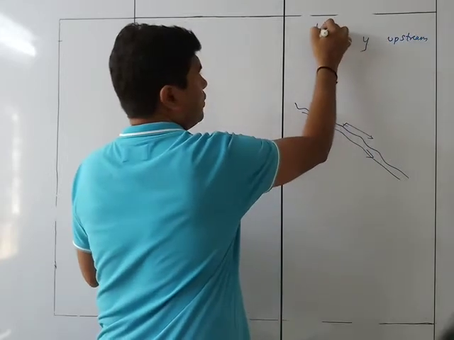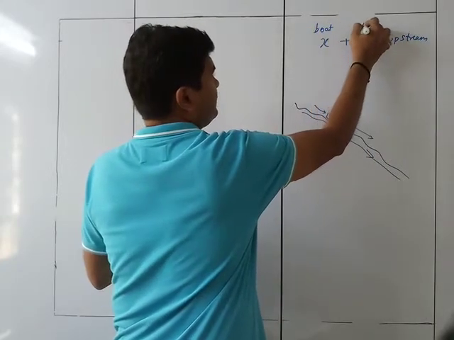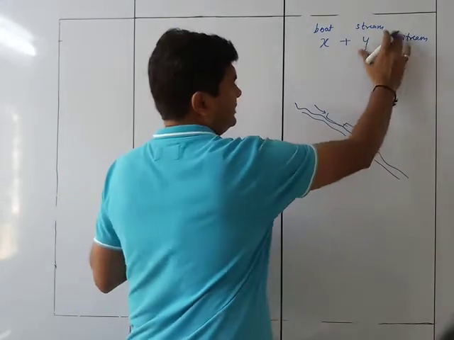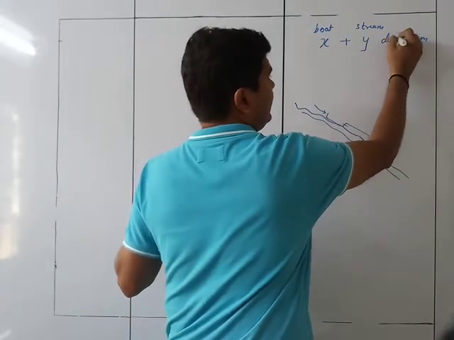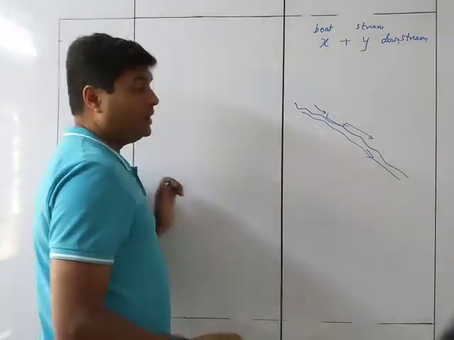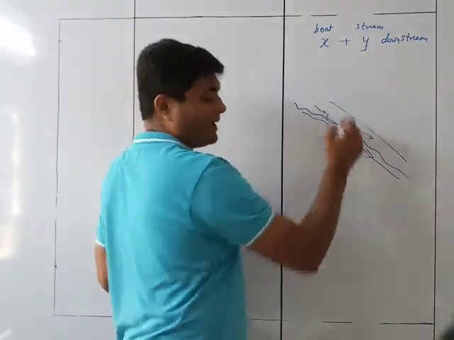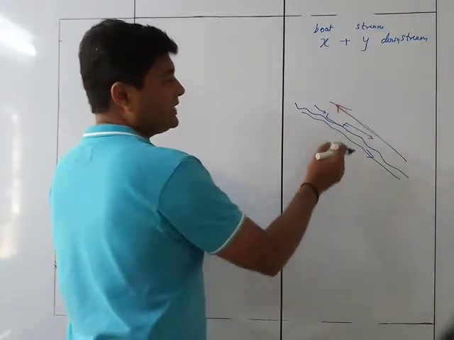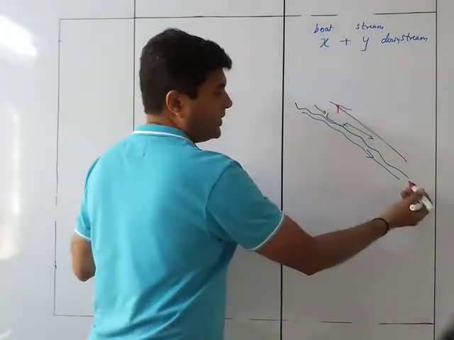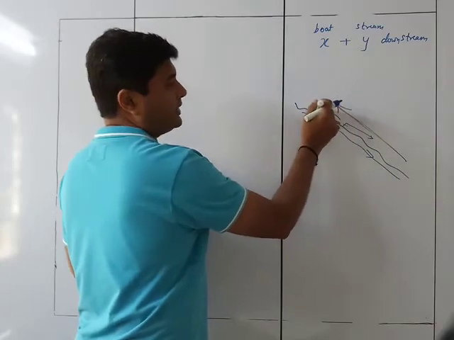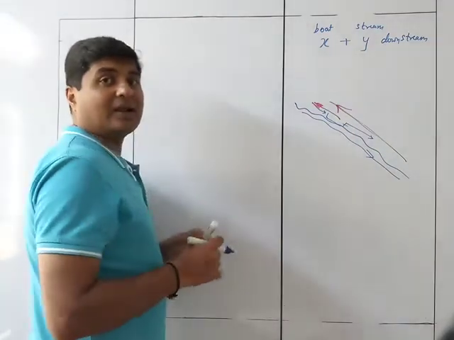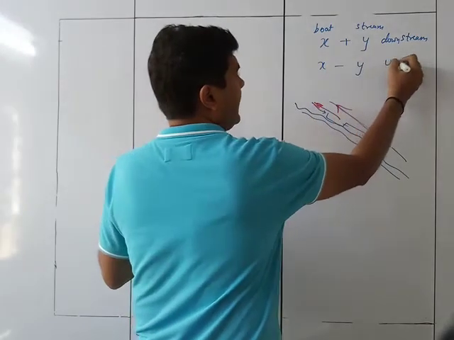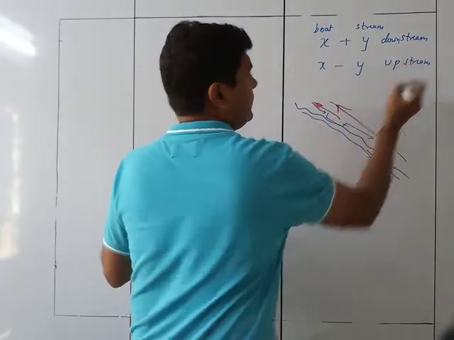This is the speed of the boat and this is the speed of the stream. Whereas in the downstream, it is called downstream because you are going down the stream. If you are going in the upward direction, the water is going this way but the boat is trying to go the other way. Hence you are cutting the flow, so it will be x minus y, which will be upstream.